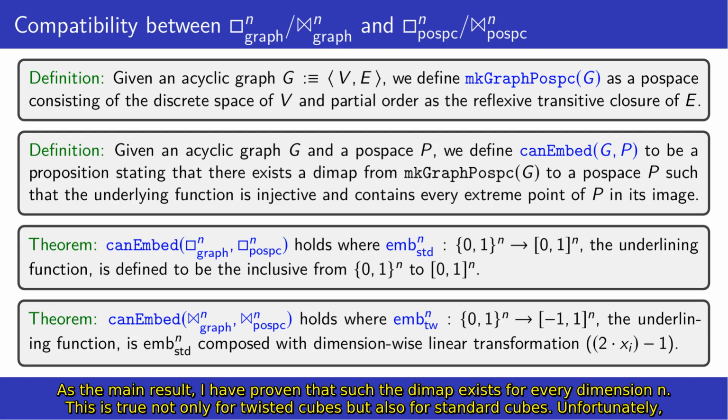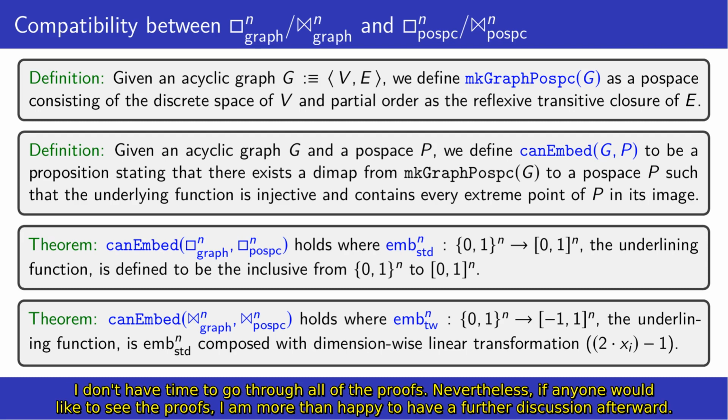As the main result, I have proven that such a die-map exists for every dimension n. This is true not only for twisted cube, but also for standard cube. Unfortunately, I don't have time to go through all the proof. Nevertheless, if anyone would like to see the proof, I'm more than happy to have a further discussion afterward.